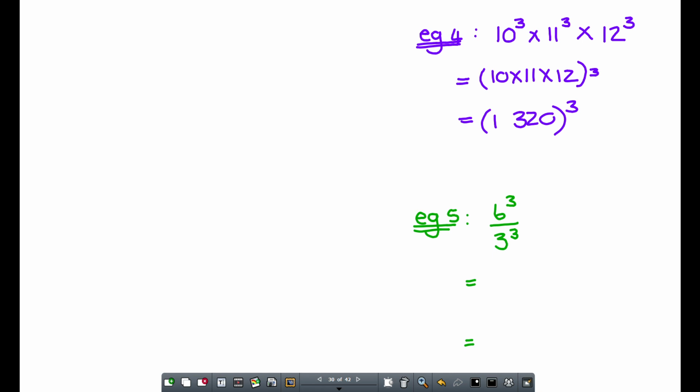Okay, so 1,320 still to the power of 3. Again, if you didn't want to write, that's the same as this. My calculator is doing things.